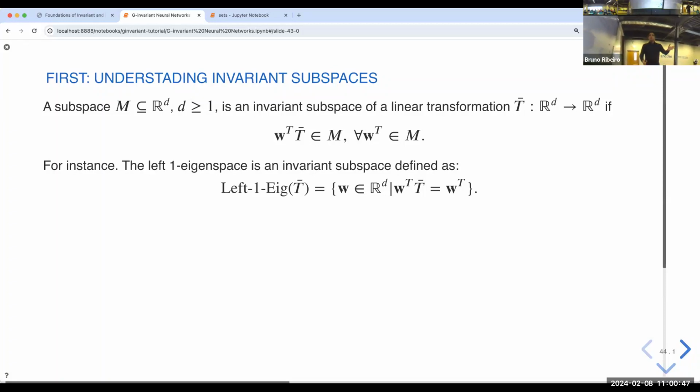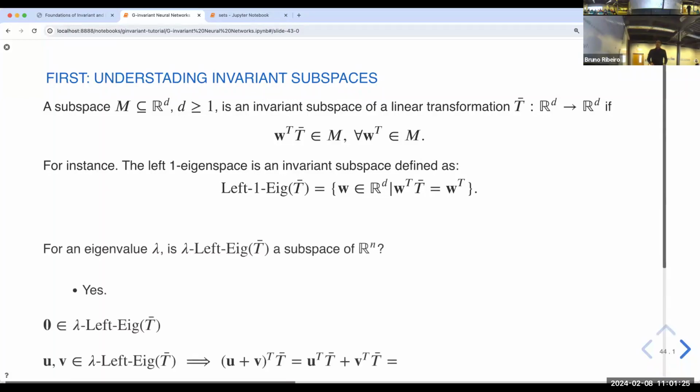Let's make it simple. I'll give you an example of such a subspace. The left one eigenspace of T bar is such a space because it's defined like this: W T bar is W. It satisfies this, right? I'm always getting W when I multiply by T bar. So any element in this subspace is part of the subspace by definition, because that's how I'm defining it.